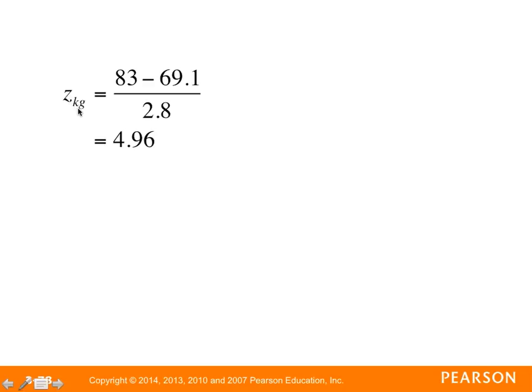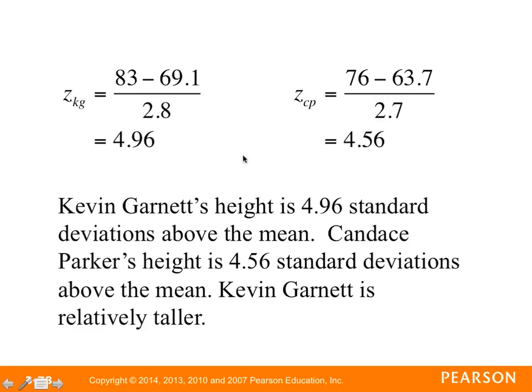So we're going to calculate Kevin Garnett's first. So we take 83 minus 69.1. Make sure if you're doing it in your calculator all at once, you put parentheses around this. Divide by 2.8, and you get 4.96. Now Candace Parker, we take her 76 minus 63.7 because that was the mean for women, divide by 2.7, and we get 4.56. So Kevin Garnett's height is 4.96 standard deviations above the mean. Candace Parker's height is 4.56 standard deviations above the mean. So that means that Kevin Garnett is relatively taller because he's relatively further from his mean in a positive direction.